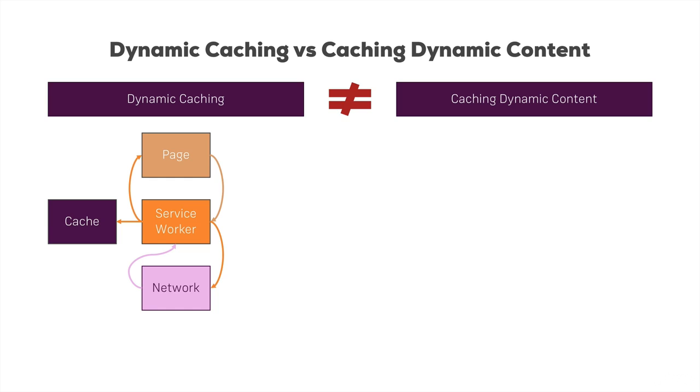We use that not only in the cache then network strategy, but in other strategies too. Basically, dynamic caching always happens whenever you not just pre-cache files during the installation, but you add files, resources to the cache once you got a response during a fetch request. This is dynamic caching. It just means you dynamically add items to your cache. That's all. Now, caching dynamic content means something else.